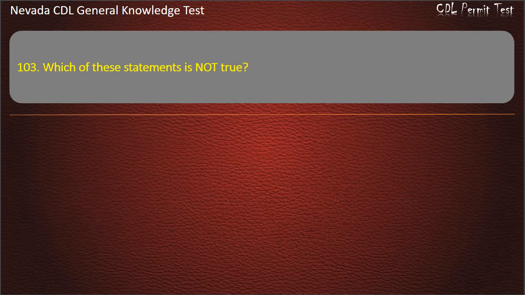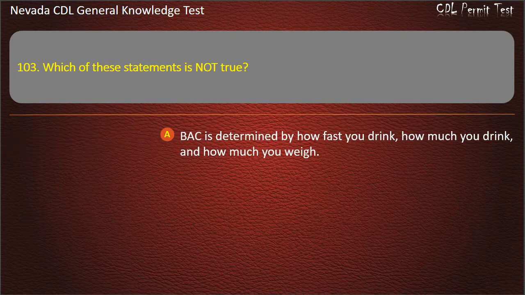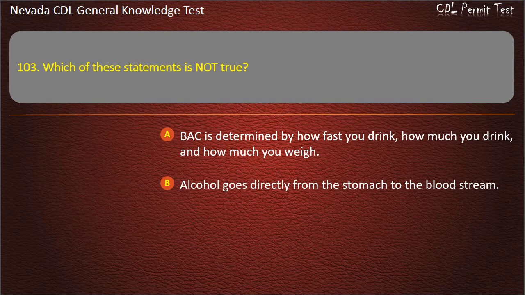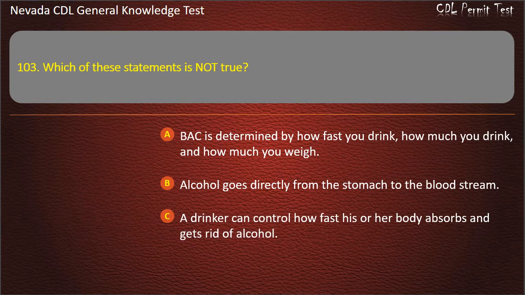Question 103. Which of these statements is not true? BAC is determined by how fast you drink, how much you drink, and how much you weigh. Alcohol goes directly from the stomach to the bloodstream. A drinker can control how fast his or her body absorbs and gets rid of alcohol. Answer: A drinker can control how fast his or her body absorbs and gets rid of alcohol.